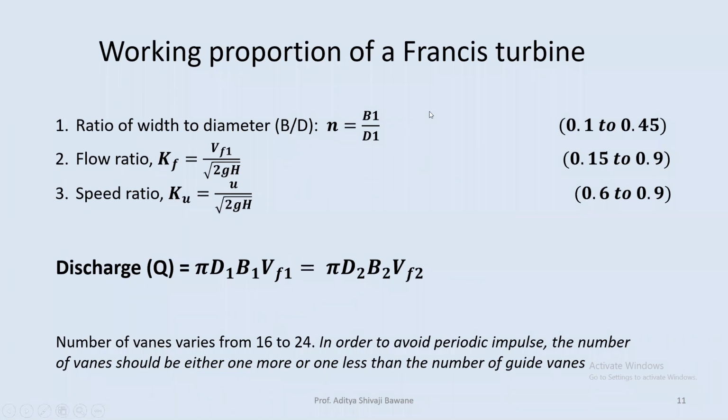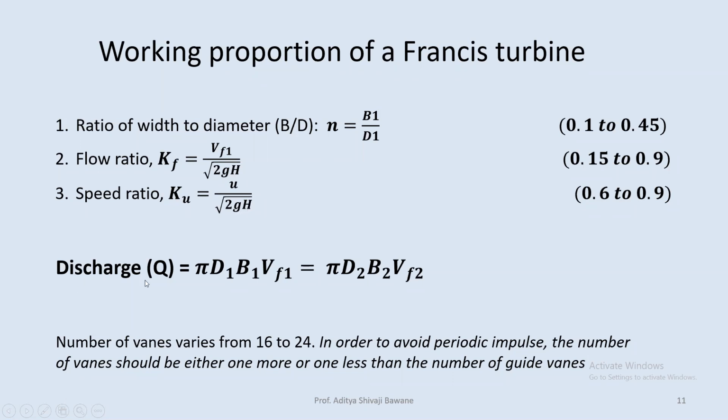Next are the working proportions of the Francis turbine. The ratio of width to diameter, b1 by d1, ranges from 0.1 to 0.45. Next is the flow ratio, Kf equal to Vf1 by under root of 2gH, which ranges from 0.15 to 0.9. Next is the speed ratio, Ku equal to U by under root of 2gH. We can remember this formula as Vf equal to Kf into under root of 2gH and U equal to Ku into under root of 2gH.